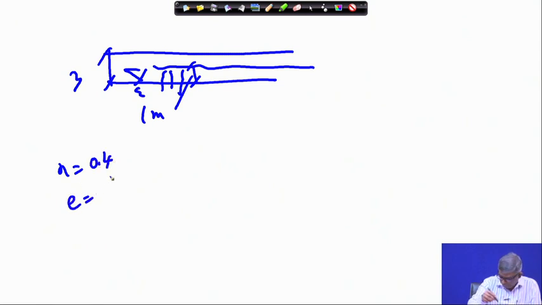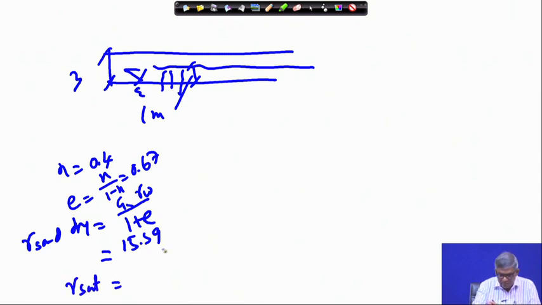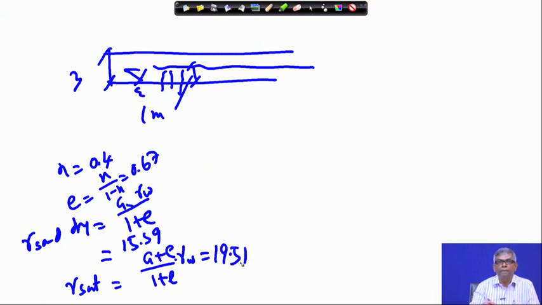So, e will be equal to n by 1 minus n. So, it gives you 0.67, and from there we can find out gamma sand dry, that is Gs gamma w by 1 plus e, that gives you 15.59, and gamma sat can be obtained as (G plus e) by 1 plus e into gamma w, and that gives you 19.51. So, different conditions we can find out.